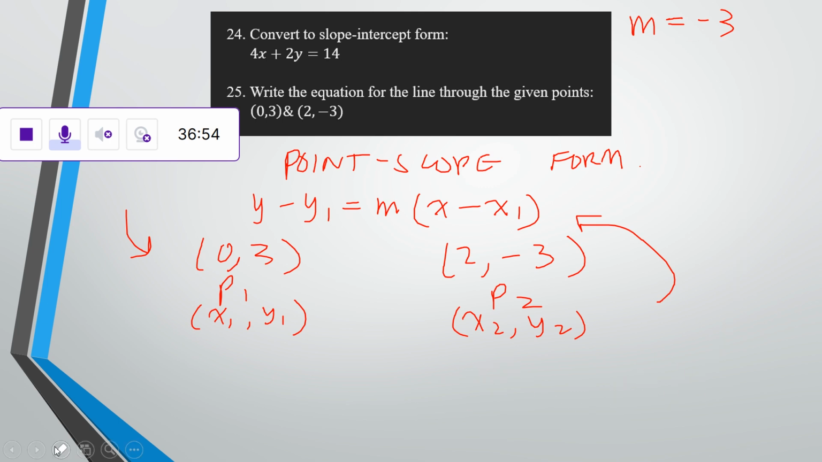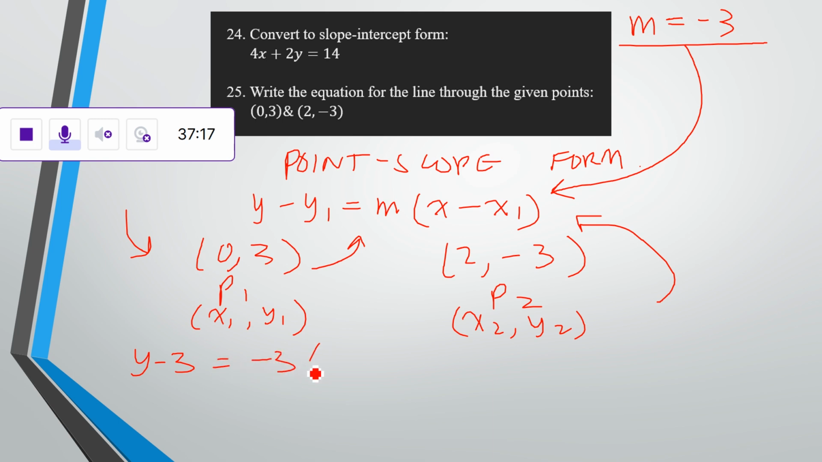So we found our slope. Our slope is written here at the top right, m is equal to negative 3. And now all we need to do is take this m, plug it into our point slope form here, as well as whatever our point 1 is, which in this case is (0, 3), plug that into here as well. We now get something that looks like y minus y sub 1, which is 3, is equal to negative 3 times (x minus x sub 1, which should be 0).